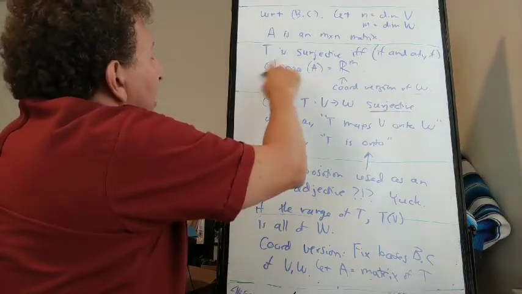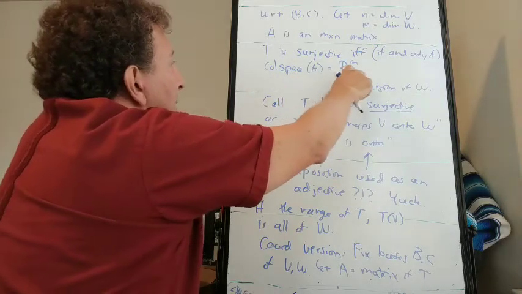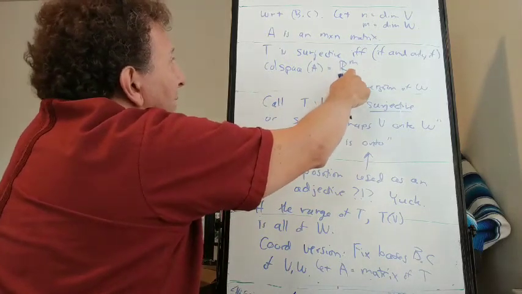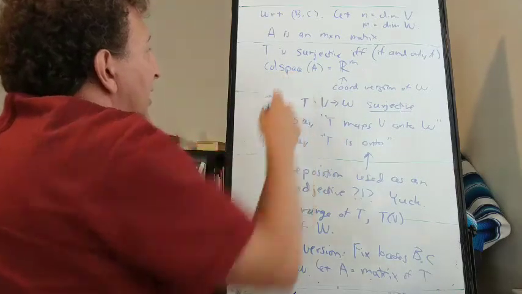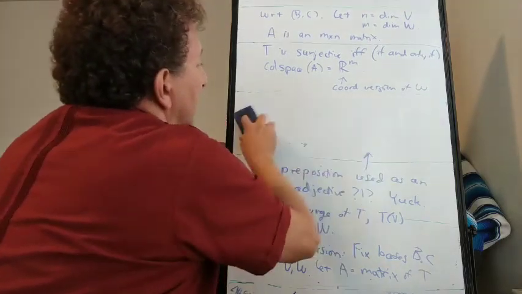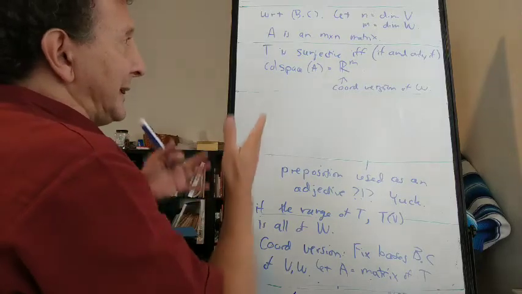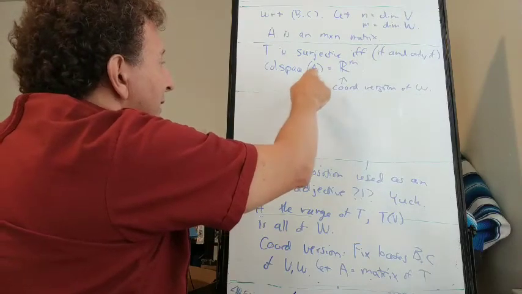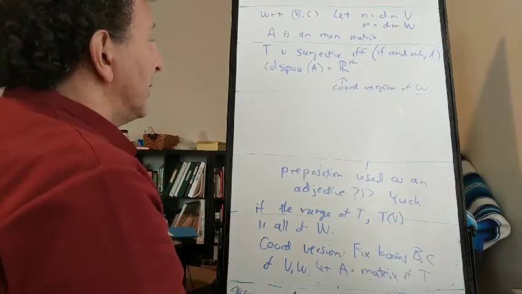So if all possible linear combinations of the columns of A equals all of R^m, that means that we're getting everything in R^m. Every coordinate vector of an element in W is a linear combination of the columns of A. So this is the same as hitting every element in W with the linear transformation. Left multiplying by A, a vector x is like taking a linear combination of the columns of A.